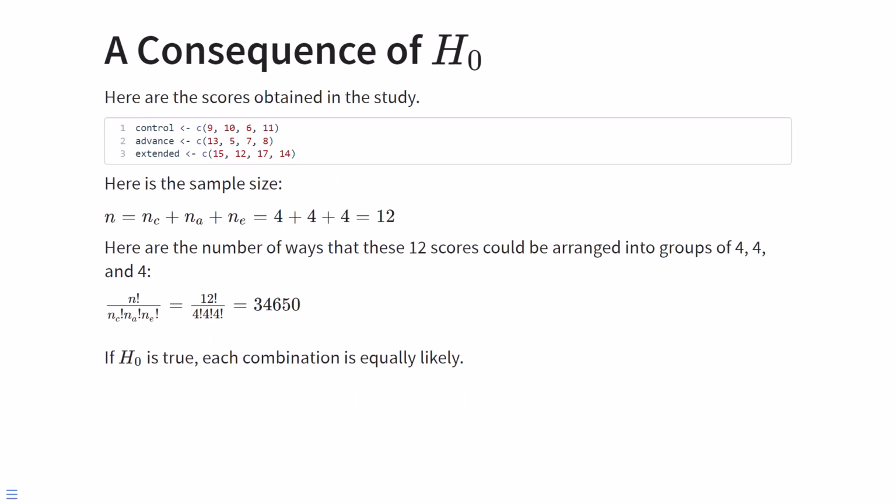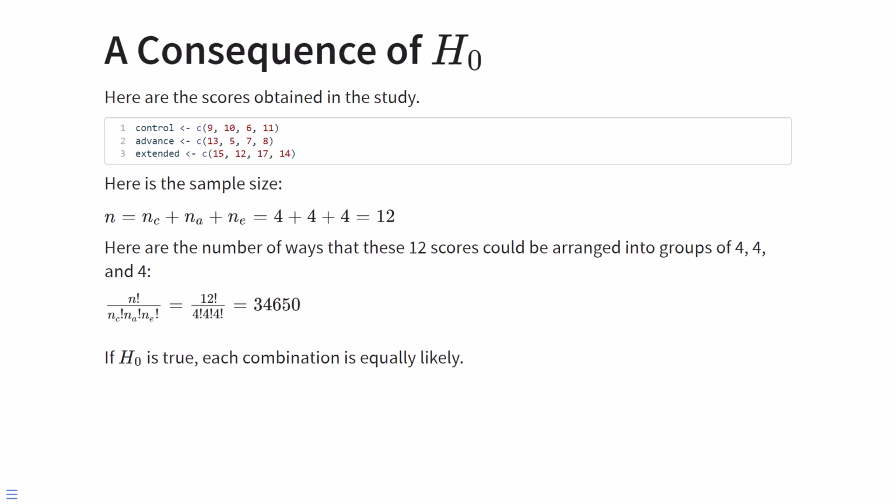Here are the scores obtained in the study. These are the comprehension test scores for each of the 12 participants, 4 in each condition. Here are the control scores, 9, 10, 6, 11. Here are the scores in the advanced metaphor condition, 13, 5, 7, and 8. And here are the scores in the extended metaphor condition, 15, 12, 17, and 14. The sample sizes are 4, 4, and 4 for a total sample size of 12.